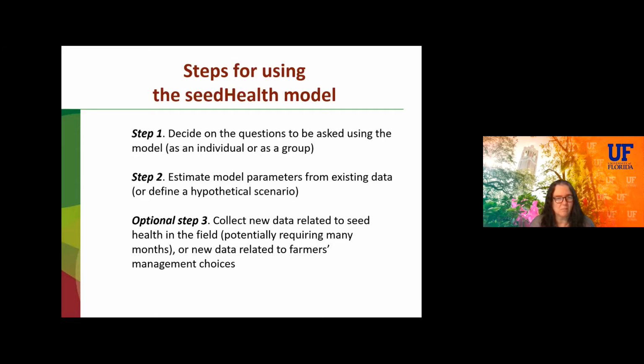And optional step 3 could be to collect new data related to seed health out of the field, which could require many months if you're looking at multiple seasons, or potentially also to collect new data related to farmers' management choices, which could be more efficient. And of course, there are other tools in the Tools for Seed Systems toolbox that could help with characterizing farmers' management choices.